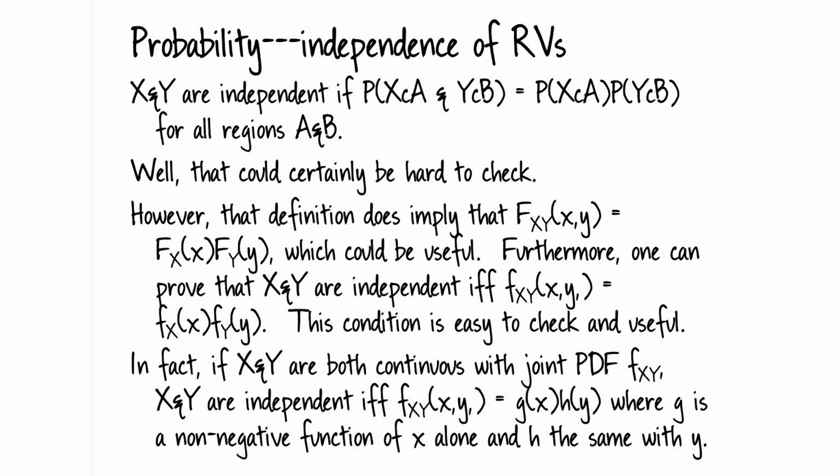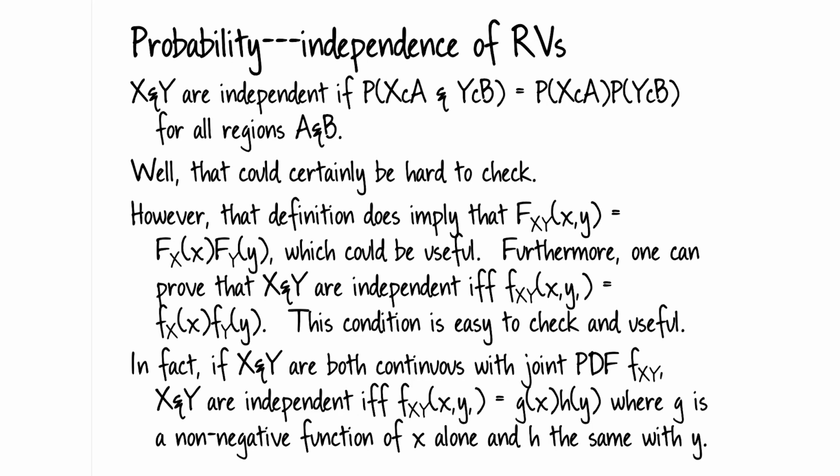Furthermore, one can prove, and we won't go through the details here, that X and Y are independent if and only if that's also true of the PDFs. In other words, the joint PDF factors as the two marginal PDFs. If we have that, then we know that these random variables are independent. This condition is easy to check, and it's very useful. We'll use it a lot, and we'll come back to it.